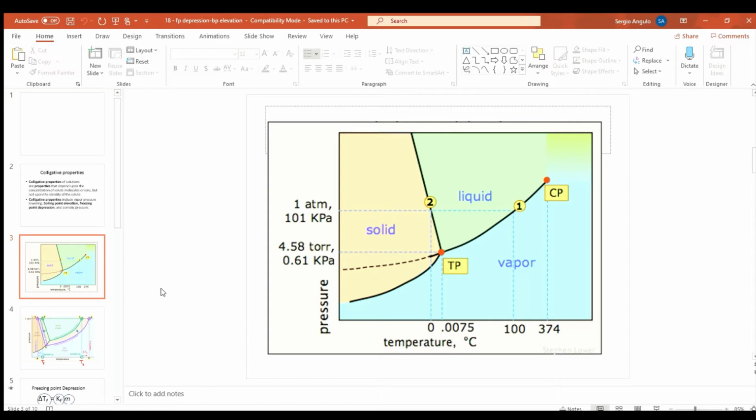Now, once you start putting a solute inside of a solvent, right? And so this whole information here is about the solvent. Once you start putting something inside that solvent, this is what happens.